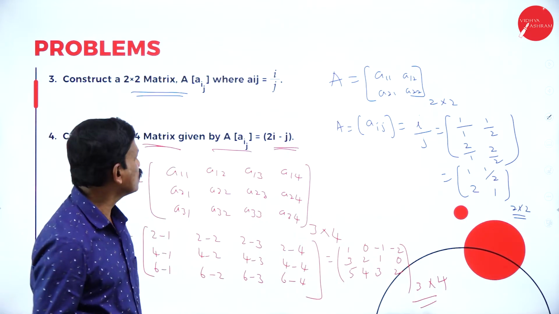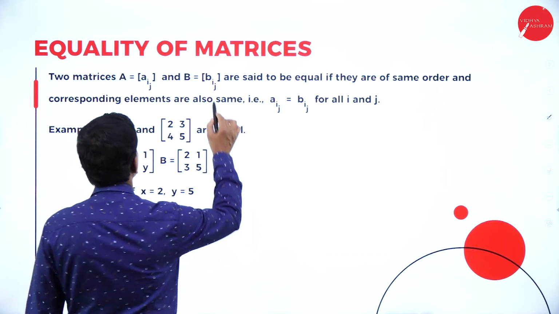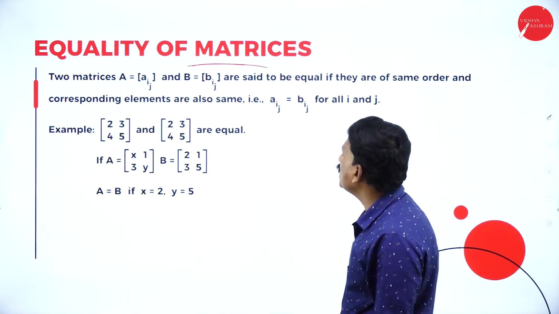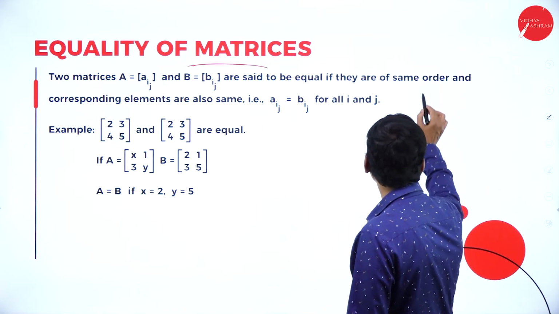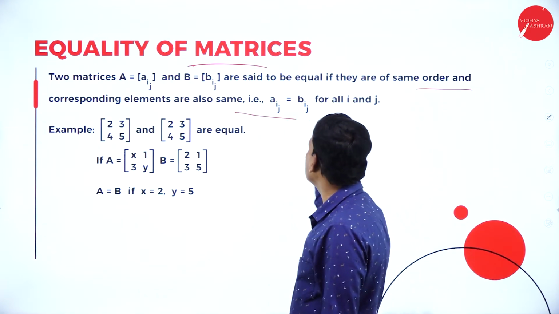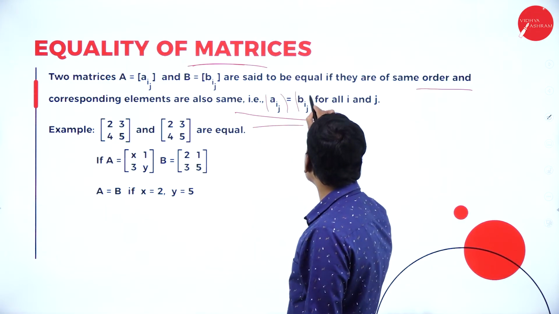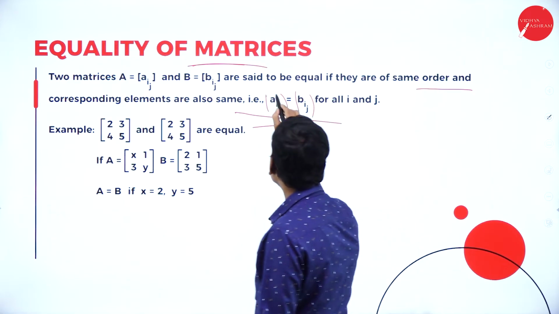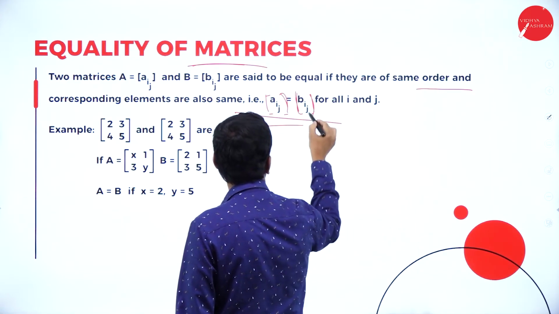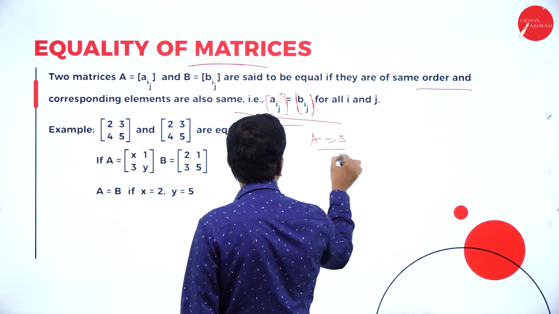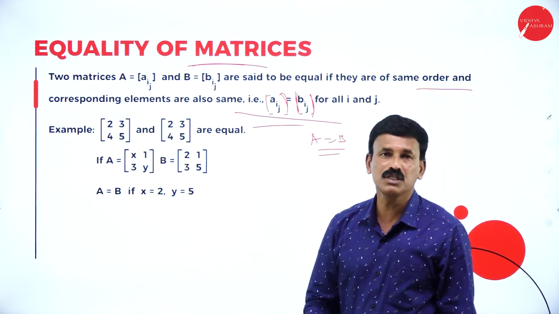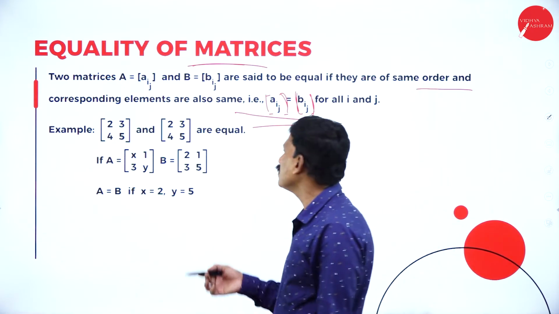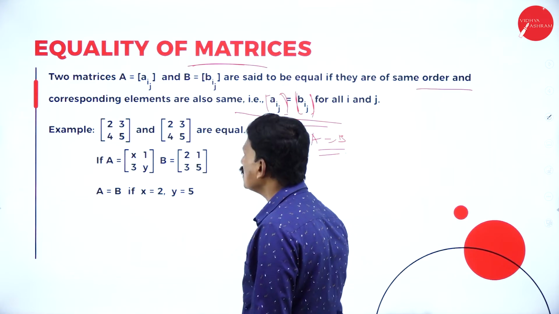Now let us come to the next one. Now that is equality of matrices. Next concept is the equality of matrices. Two matrices A and B are said to be equal if and only if they have the same order and the corresponding elements are same. That is, matrix A is equal to Aij, and B is equal to Bij. Then we will say matrix A is equal to B. So two matrices are said to be equal if and only if they are of the same order and the corresponding elements are also the same.